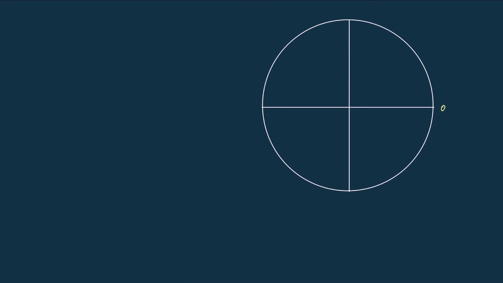This is 0, this is pi by 2, this is pi, this is 3 pi by 2, again this is 2 pi. Again it will keep going on and on like that. So if pi means 180 degree, this is 180.